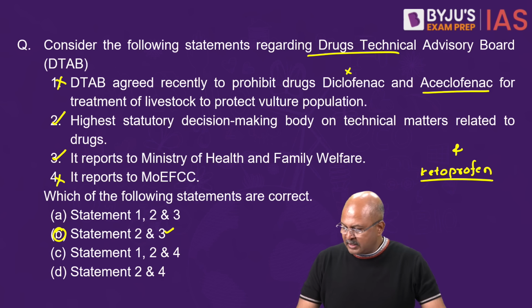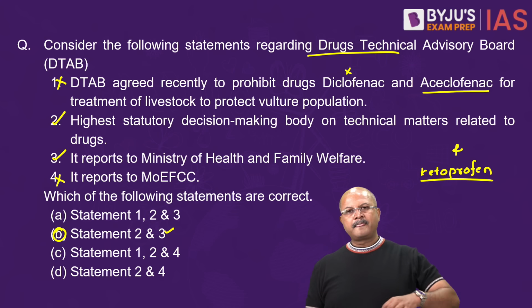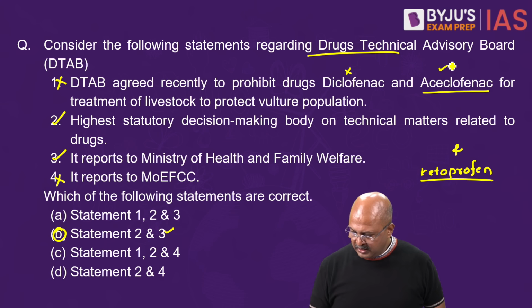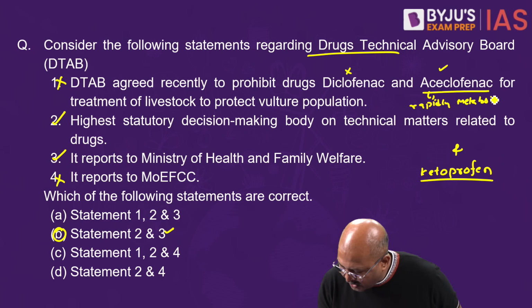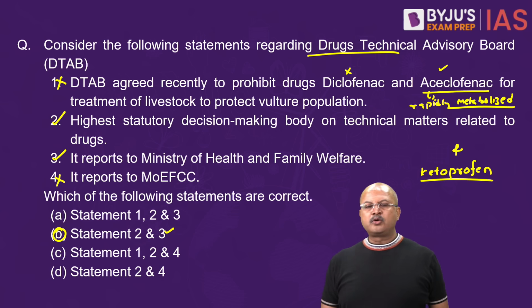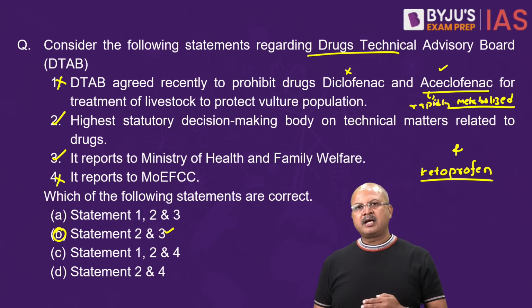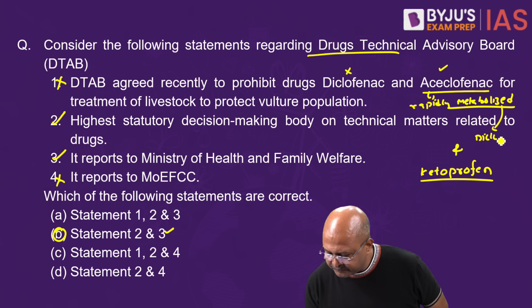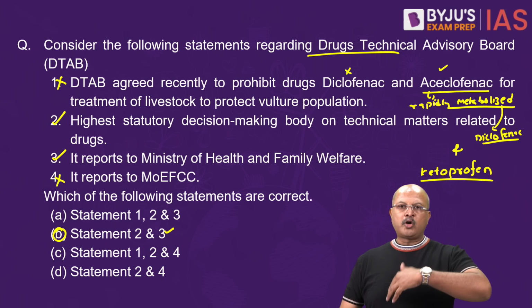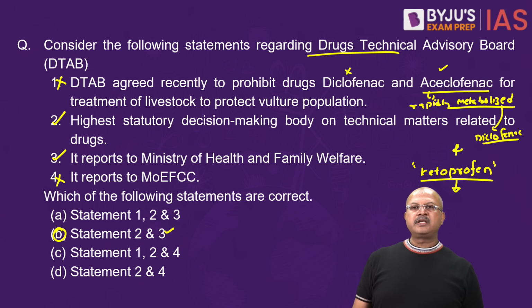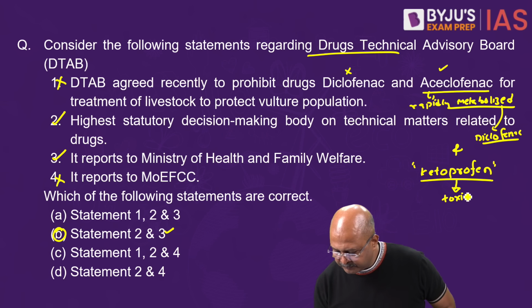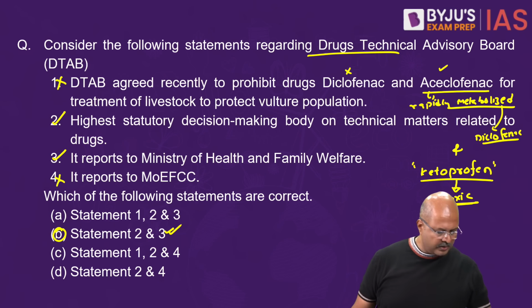Now when we talk about aceclofenac, you should remember that it is banned because when we use aceclofenac, it rapidly metabolizes into diclofenac. It means it converts aceclofenac into diclofenac. And ketoprofen is also banned because it is toxic in nature. Statements 2 and 3 are correct.